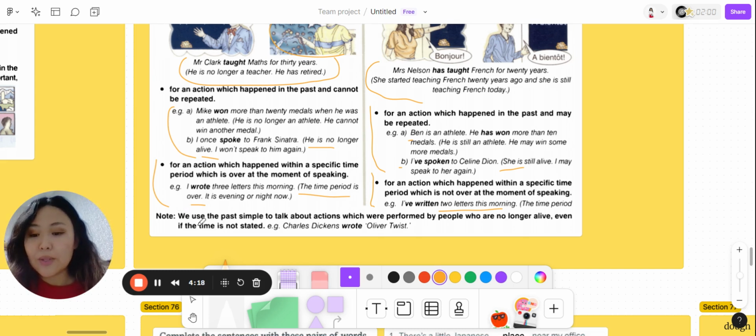So also we need to know that we use past simple to talk about actions which were performed by people who are no longer alive, even if the time is not stated. For example, Charles Dickens wrote Oliver Twist. And we know that Charles Dickens is no longer alive. That's why we're using past simple. So that's all for today.